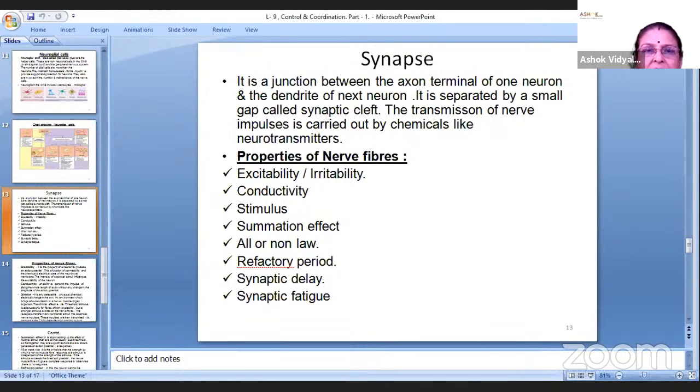Okay. Now let's first understand the properties of the nerve fibers. So these are the various properties, that is excitability or irritability, then conductivity, stimulus is there, then summation effect is there, all or none law, then refractory period is there, synaptic delay is there, synaptic fatigue. Let's understand one by one in detail now.